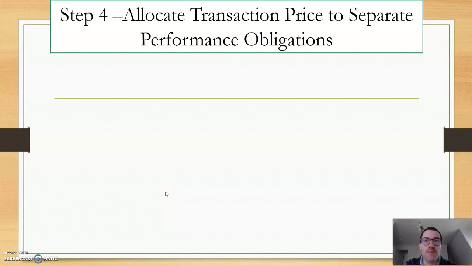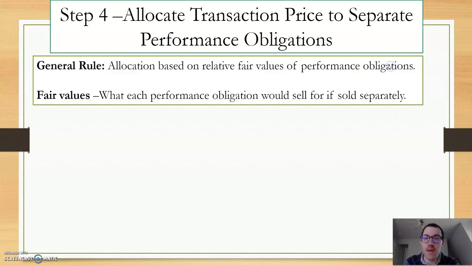Alright, in this video we'll talk about the last two steps of the 5-step revenue recognition process. Beginning with step 4, allocate the transaction price to the separate performance obligations. This occurs when you have more than one performance obligation in your contract. The general rule is you allocate it based on the relative fair values of the performance obligations. And the fair value is what each performance obligation would sell for if sold separately.